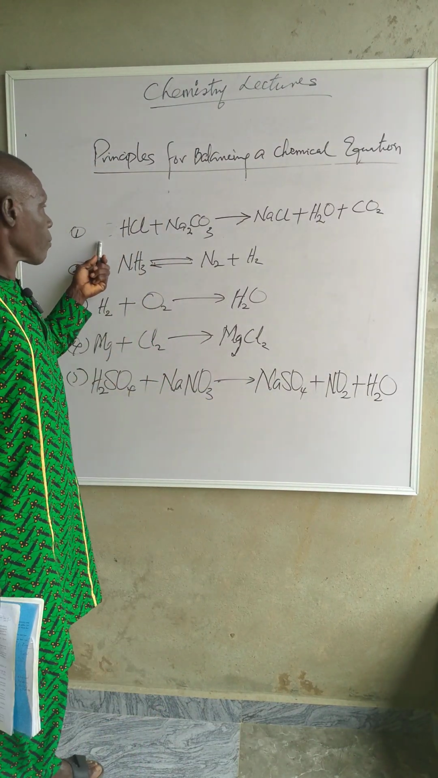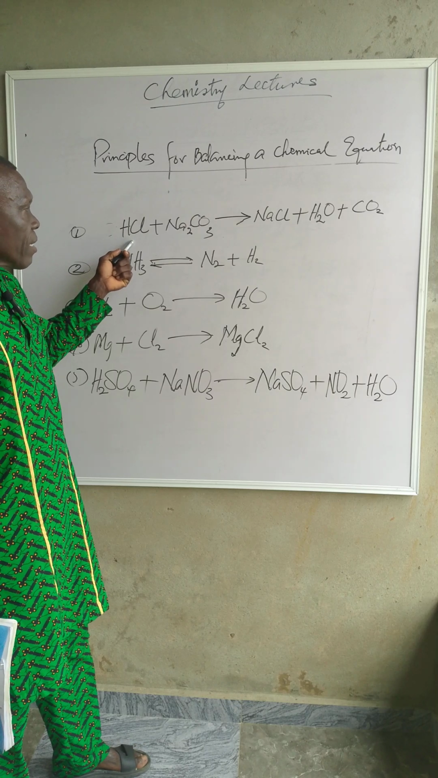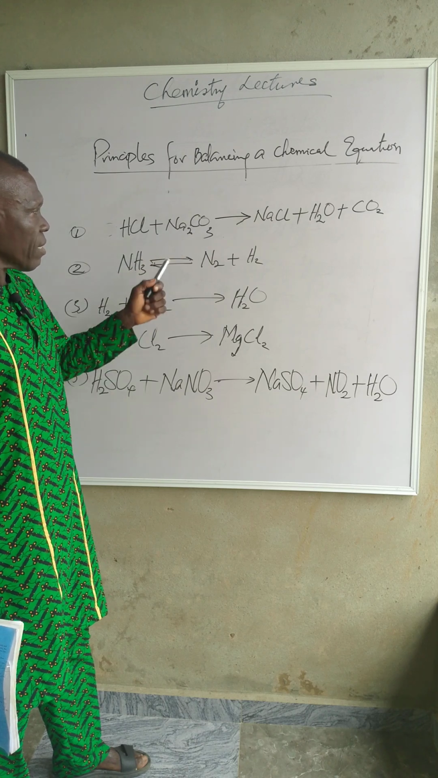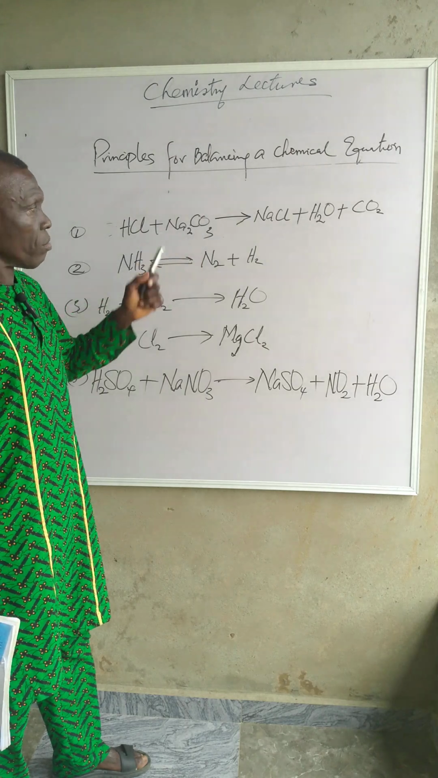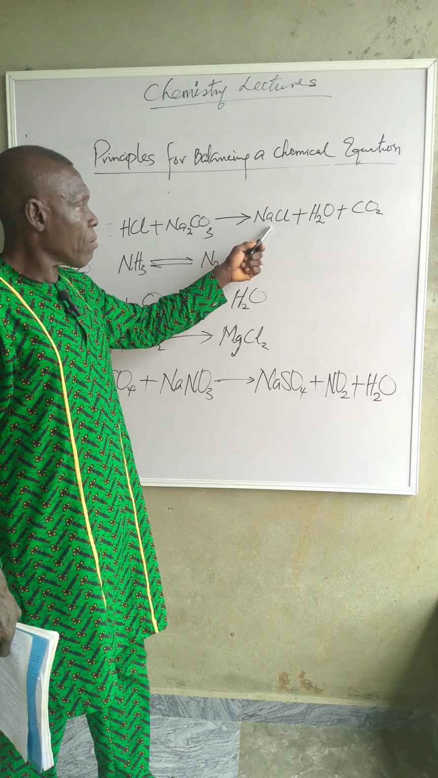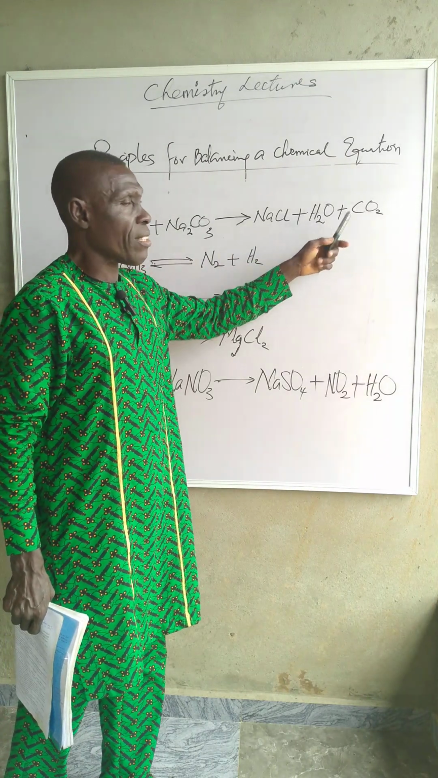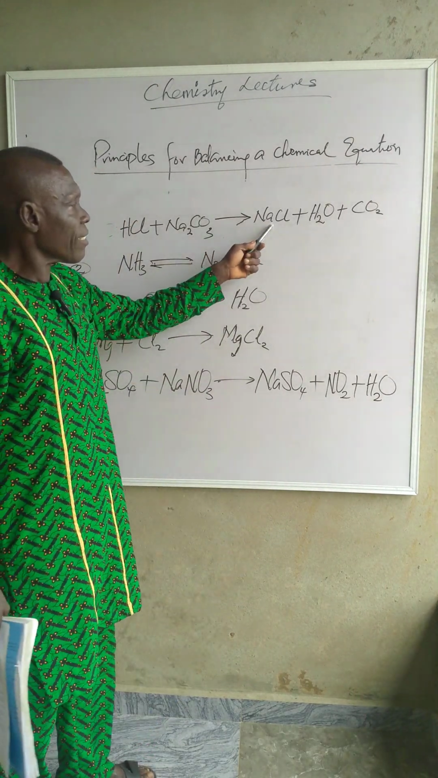Number 1 here. HCl, hydrochloric acid, combined with sodium carbonate, Na2CO3. They reacted and formed sodium chloride, water, and carbon dioxide. Now, is the equation balanced? Let us check.